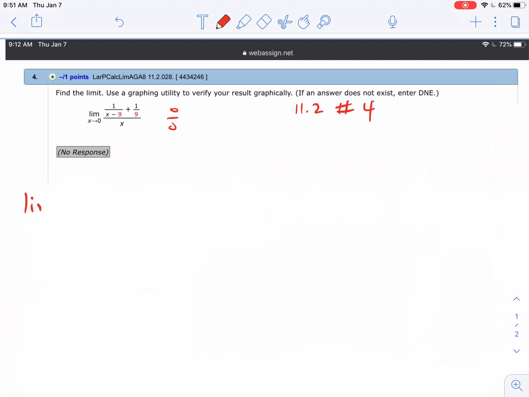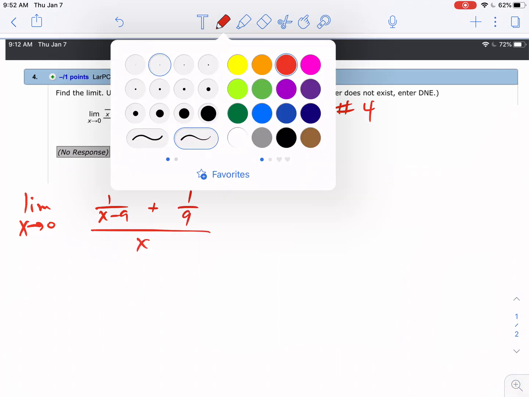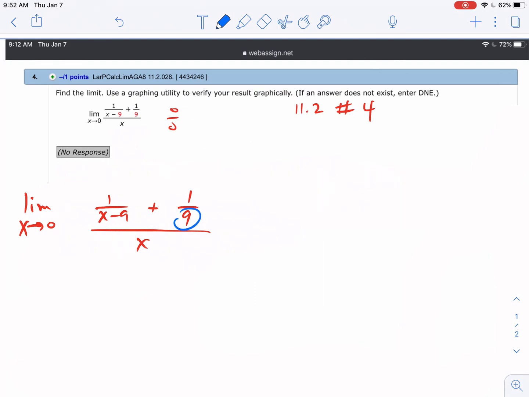So we're going to basically add the tops together. So I have 1 over x minus 9 plus 1 over 9 all over x. And to do this, basically you take this denominator, and you put it on the top and the bottom over here. And then you take this denominator, and you put it on the top and the bottom over here. And so what we're looking at is, what is the limit as x approaches 0?